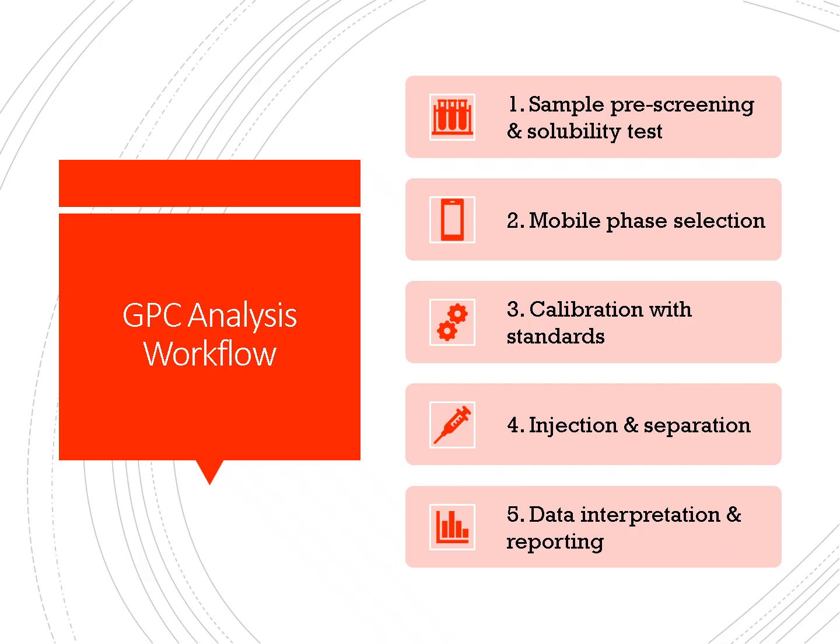So, how does a typical GPC project flow in our lab? It starts with pre-screening the sample and checking solubility. Then we select the right mobile phase, calibrate the column with standards, and run the separation. Finally, we interpret the data and deliver a clear report. Every step is carried out by PhD-level scientists to make sure nothing is left to chance.